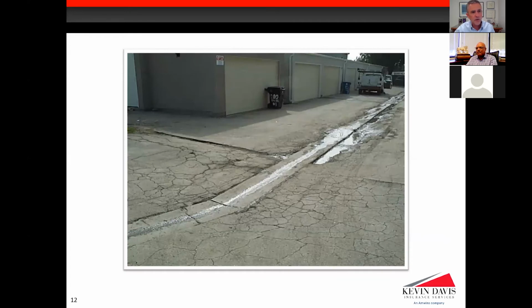Well, what does it look like? It looks like boards that are failing to take care of the asphalt, sealing the asphalt, and letting it fall into complete failure, complete disrepair.